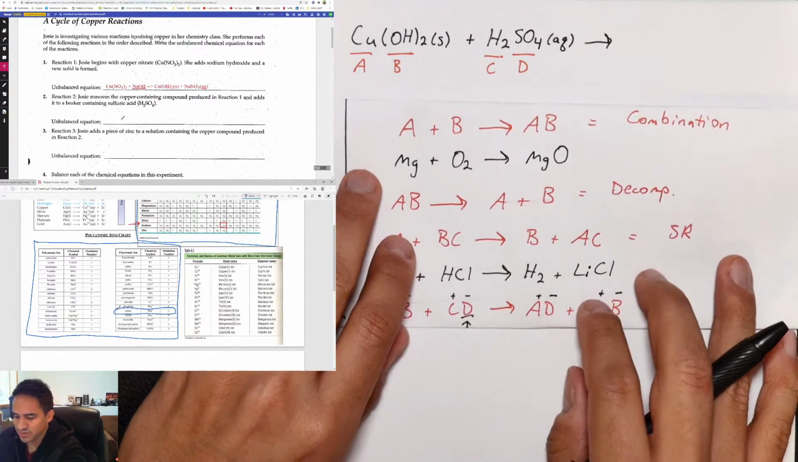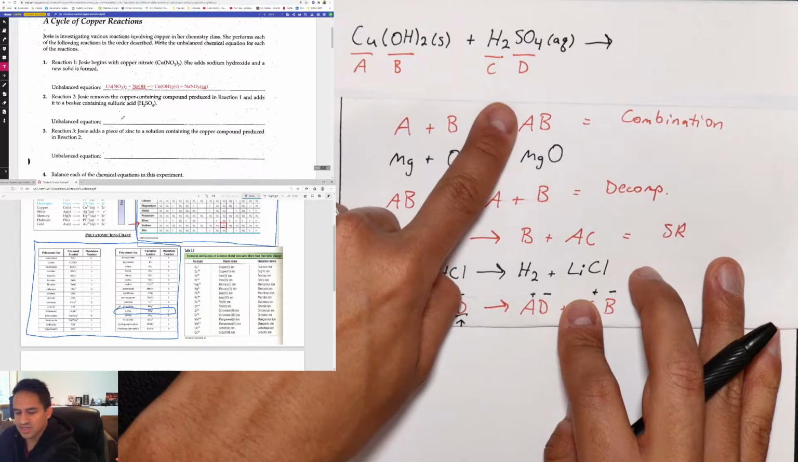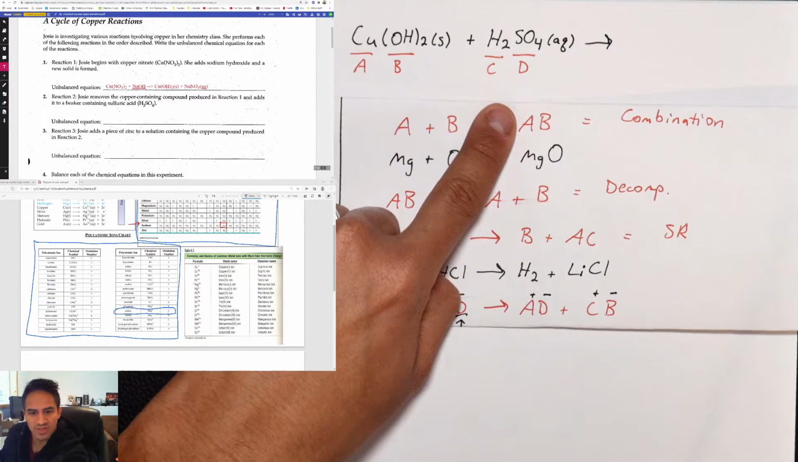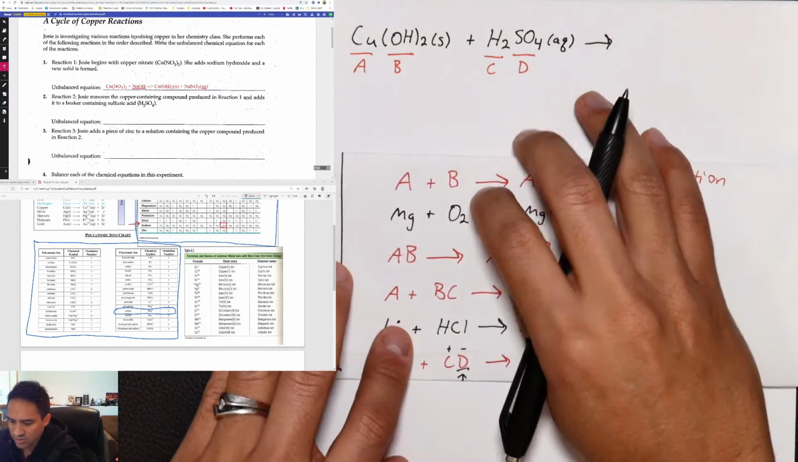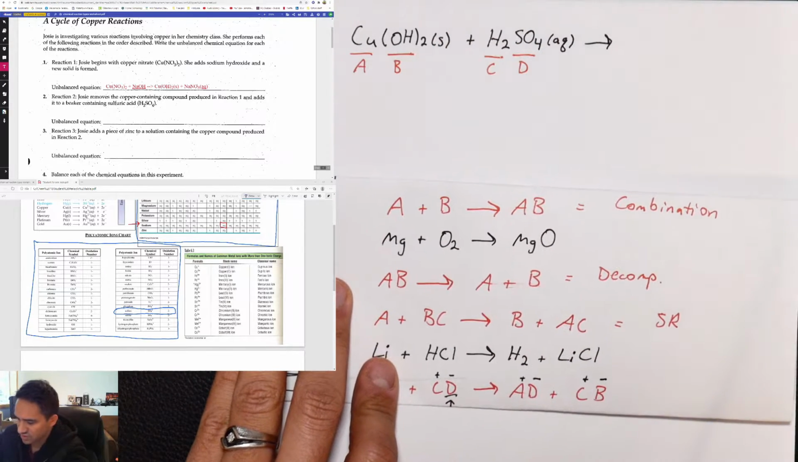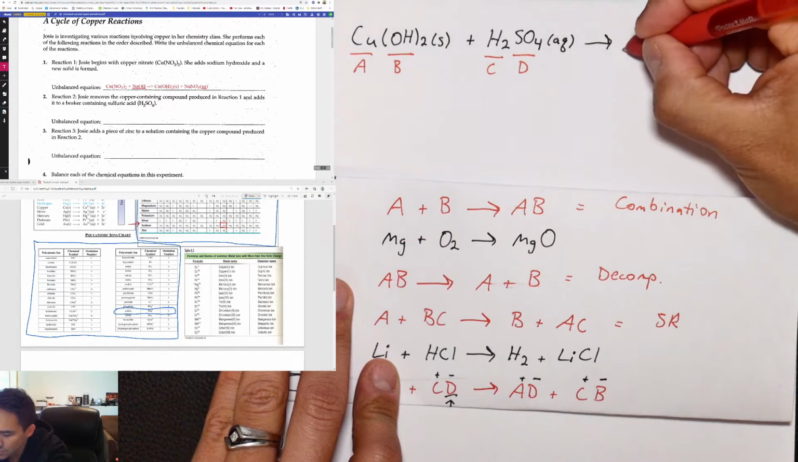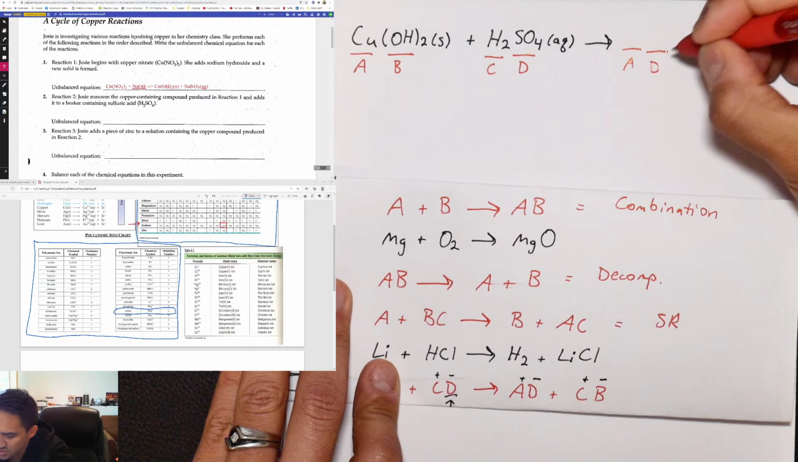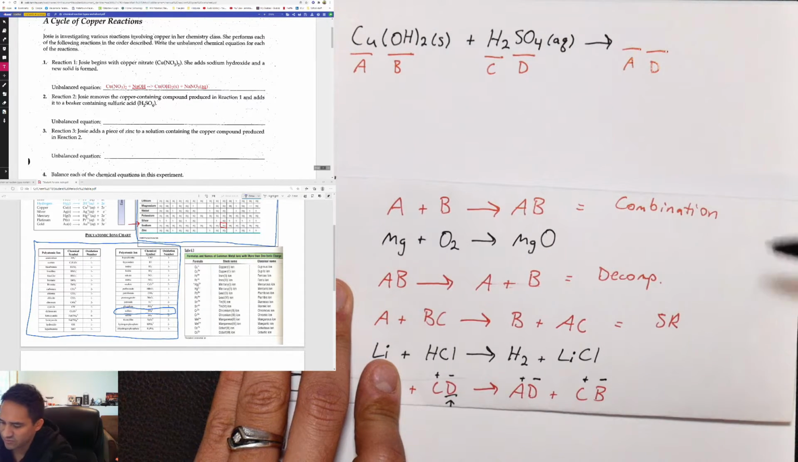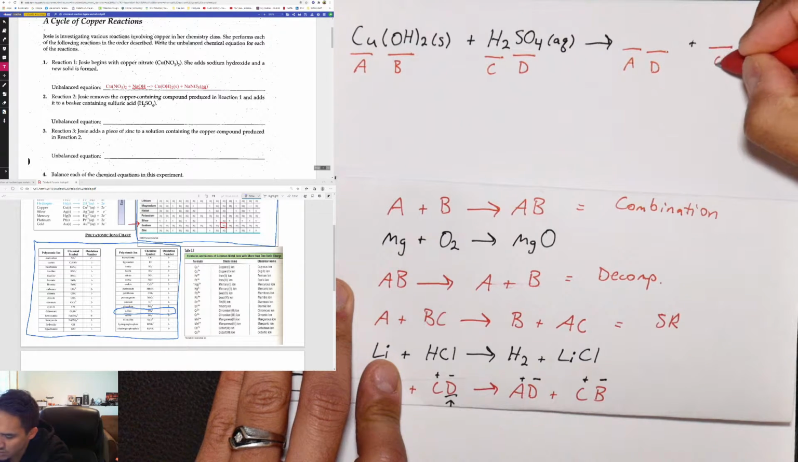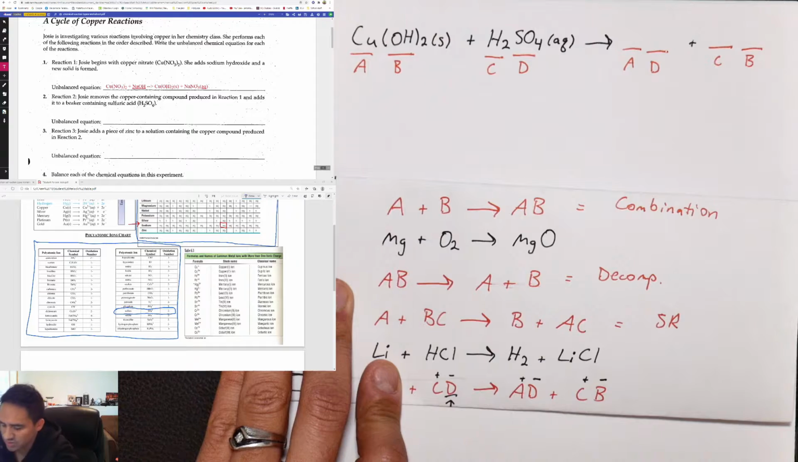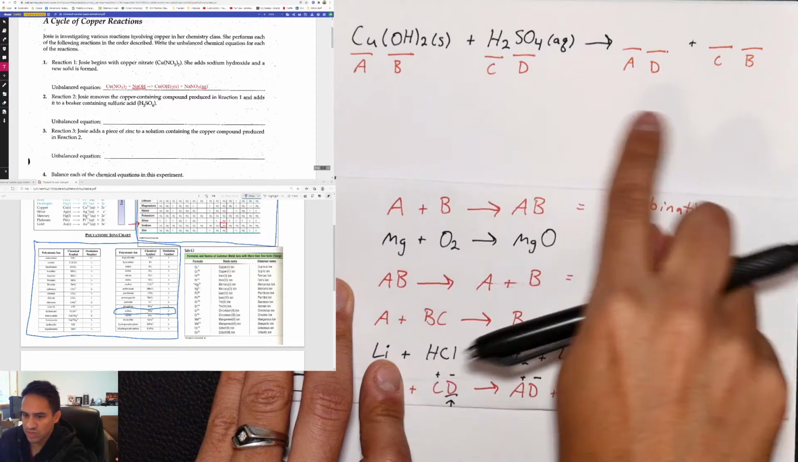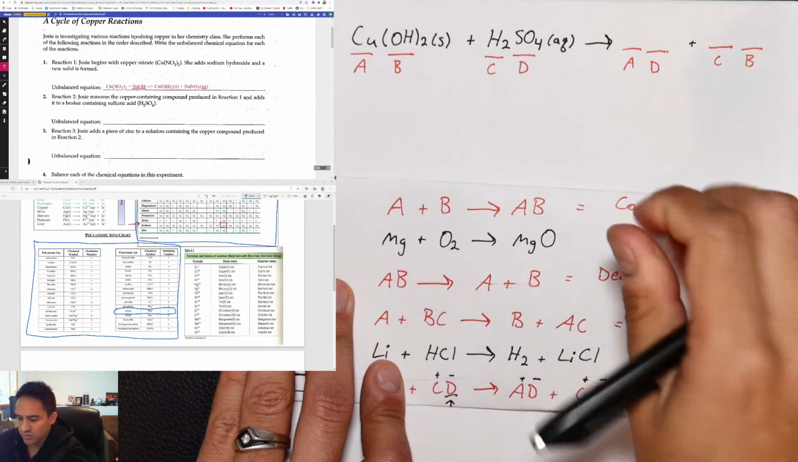In double replacement, A and C swap with each other. So in our products, we're going to have A bonded up with D, and then C bonded up with B. And again, we need to rearrange our formulas.